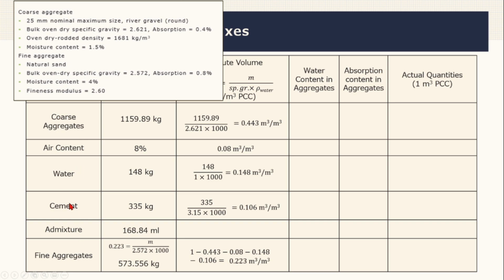Next is moisture corrections, wherein we have to calculate the water content and absorption present in aggregates because the ideal quantities of aggregates are in dry condition, but in the market, aggregates are in moist condition. Calculating for the water content of coarse aggregate, the moisture content of 1.5% is given. We have to multiply it to the ideal quantity, which is 1159.89 kilogram, giving us the value of 17.398 kilogram. This water content is to be added to the ideal quantity of coarse aggregate to get the actual quantity.